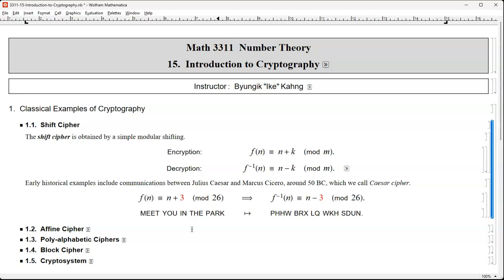But this is a big but. There's a huge problem for that. The key must be simple, because the messenger has to take the message from Caesar to Cicero, and then the messenger has to tell Cicero the key. Key is 3. And he has to memorize it.